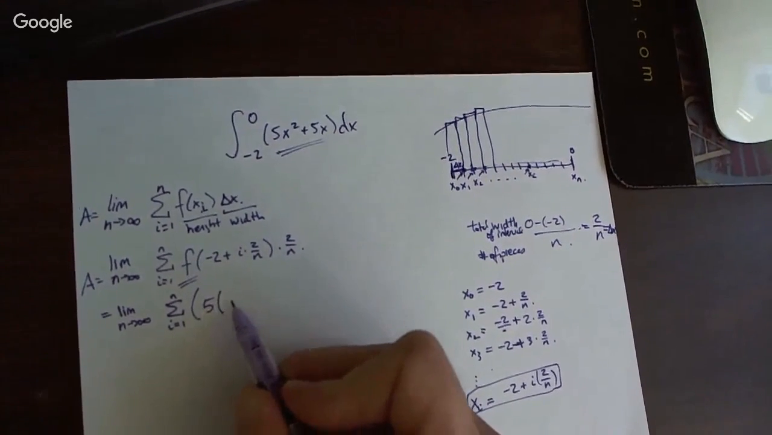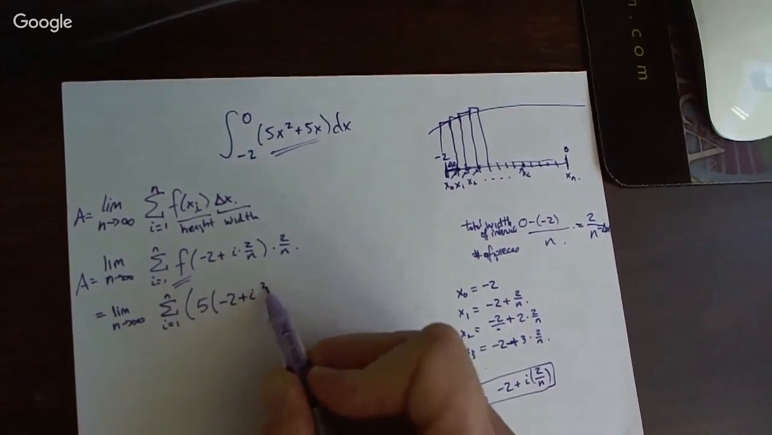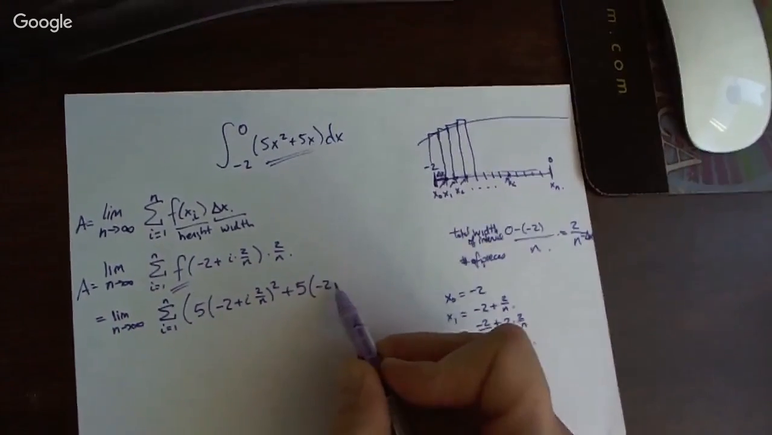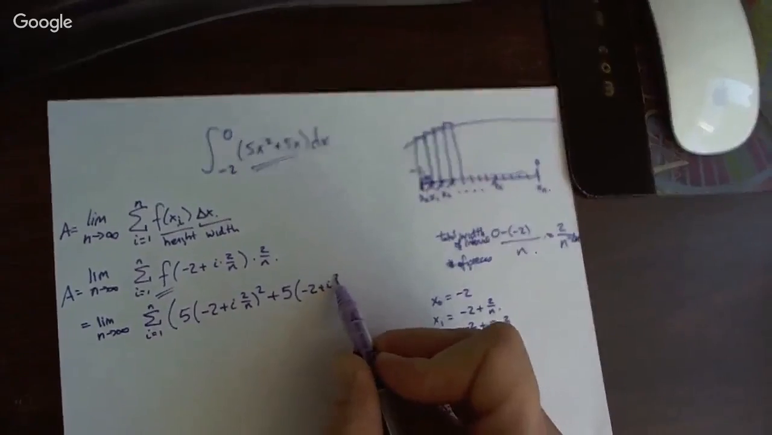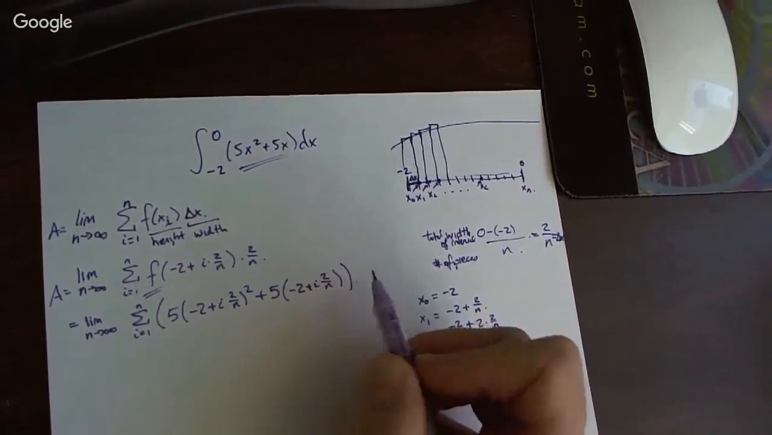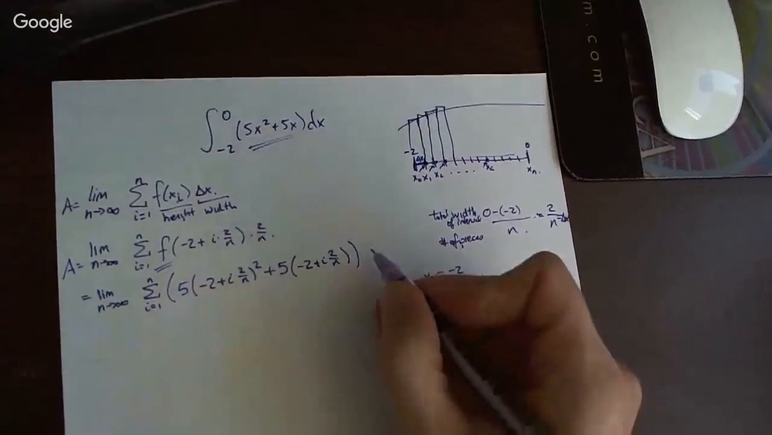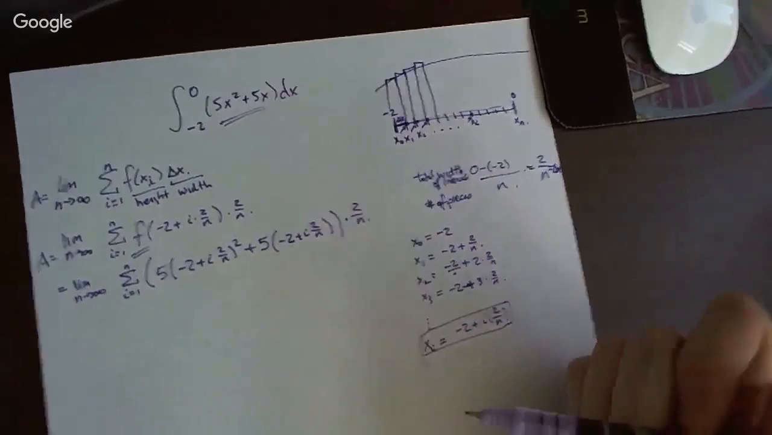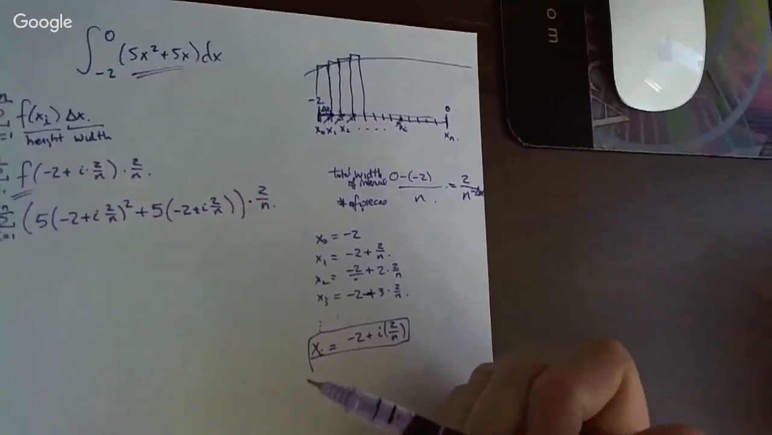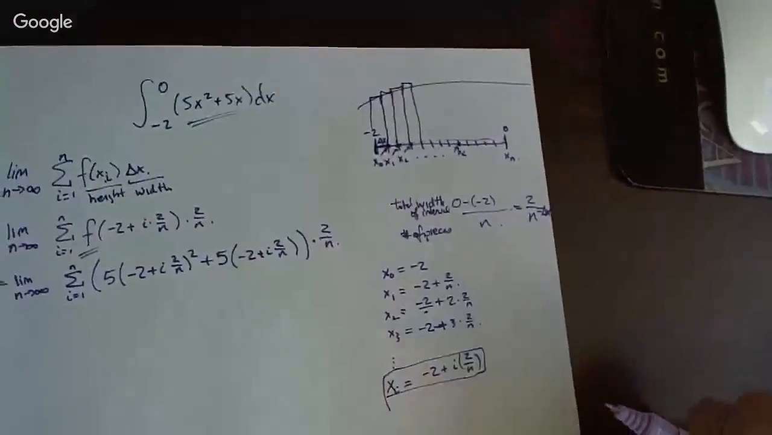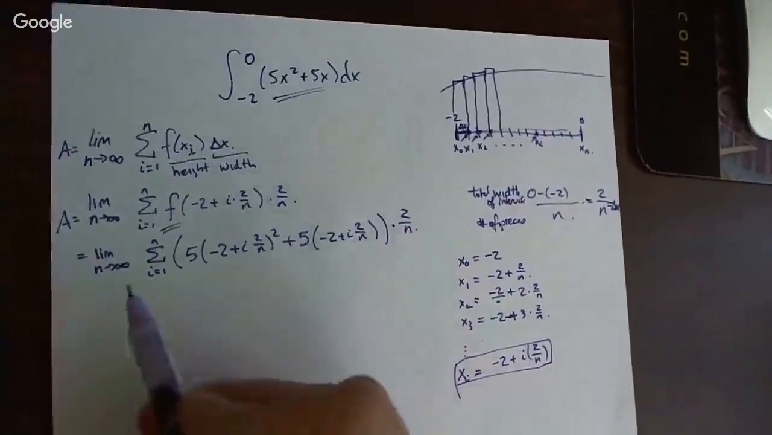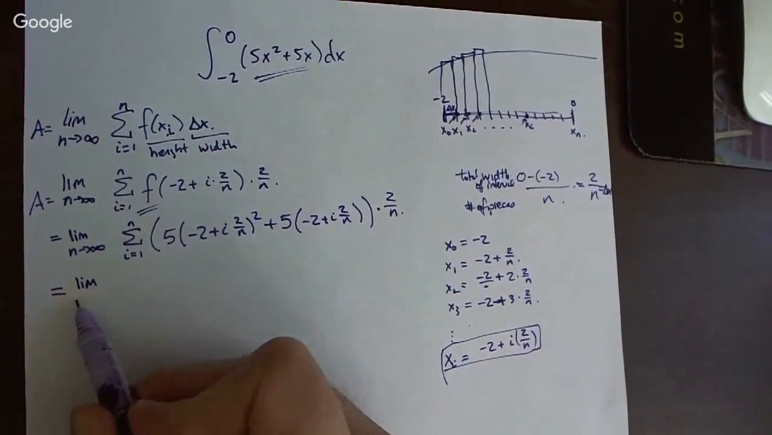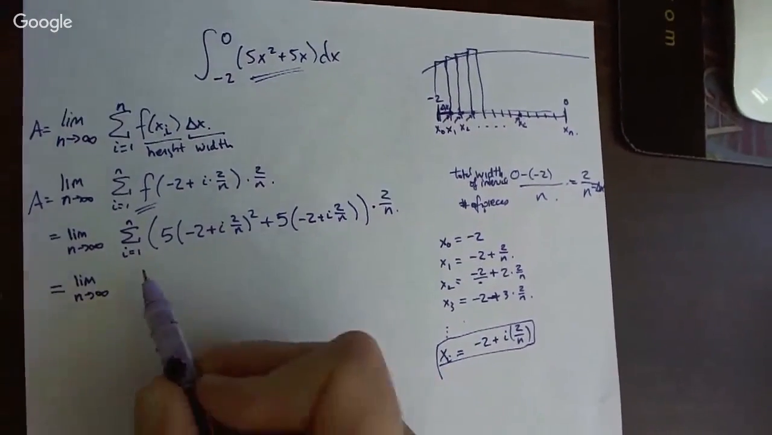Sum i equals 1 to n of f. So 5 thingy squared plus 5 thingy times 2 over n. Now, the first time I did this problem, I forgot that, and it led to me having to go back over, make mistakes. But you know, that's what happens. You have to make mistakes along the way, and then you learn from them.